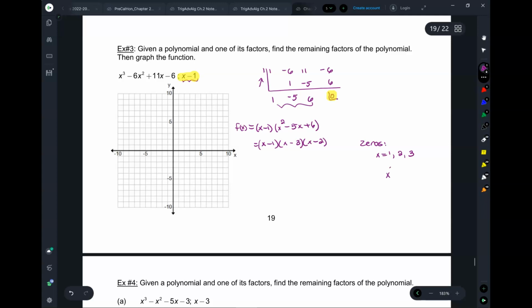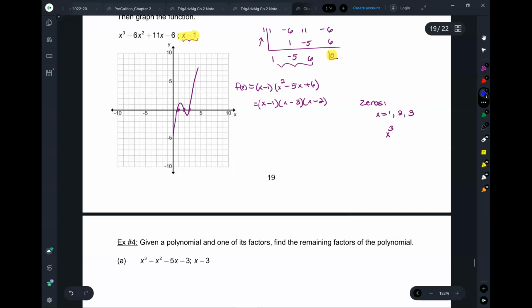And again, this is x cubed. So it's going to look like that. So let's see, we have 1, we have 2, we have 3. We know that the end behavior is negative infinity as x approaches negative infinity, and positive infinity as x approaches positive infinity. So that's what it's going to look like. Okay.